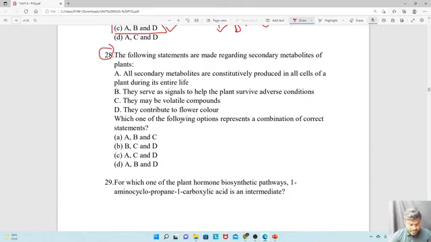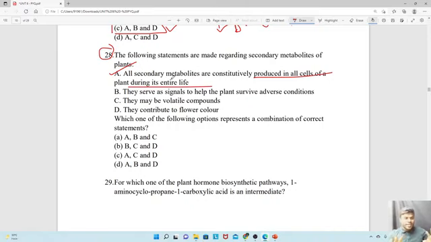Okay, friends, 28. What will be the answer? 28 is B. All the secondary metabolites are constitutively produced in all cells of a plant during its entire life. You know, right? I used to highlight this kind of statement in the classroom. None of the secondary metabolites are produced in the plant body every time.